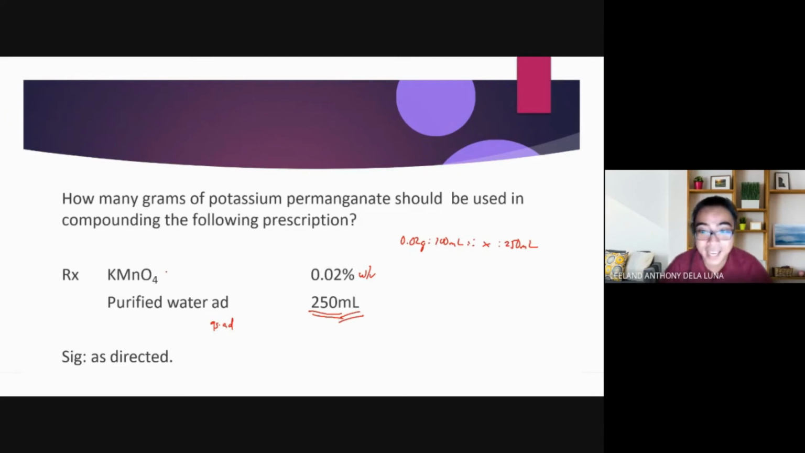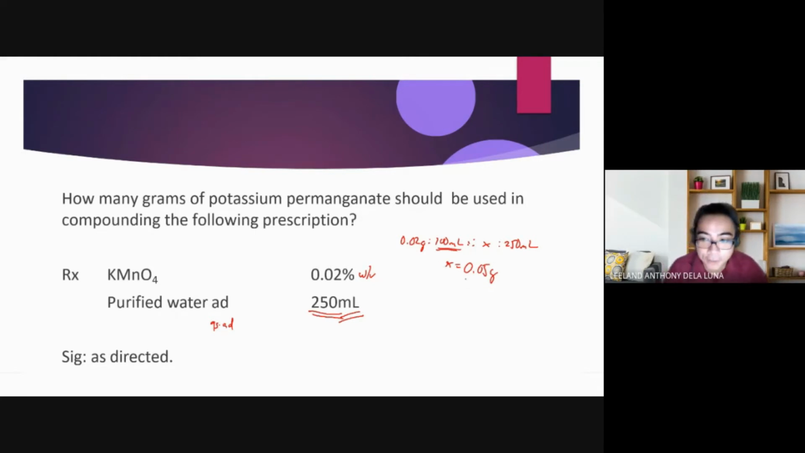That's the reason why, class, I can use this ratio and proportion. Kasi di ba ito ay 100 ml of solution. Ito, 250 ml solution. Alright? So, ang concentration doon na kailangan ko is 0.02%. So, that's 0.02 grams is to 100 ml. Then, X is to 250 ml. And then, X class would be 250 times 0.02 over 100. 0.05 grams. Very good. Okay?